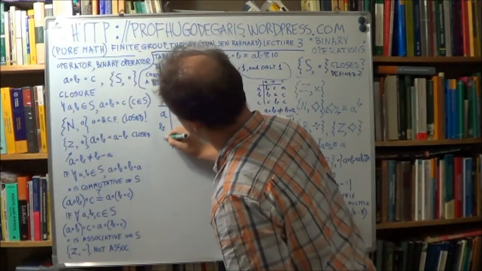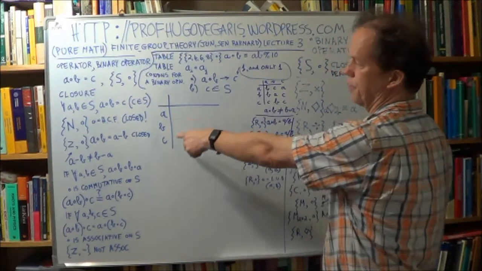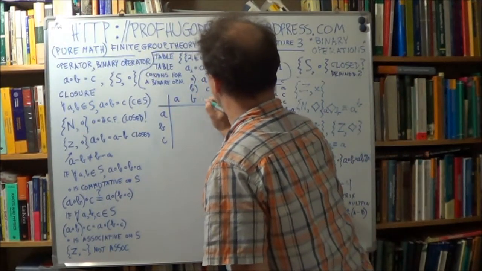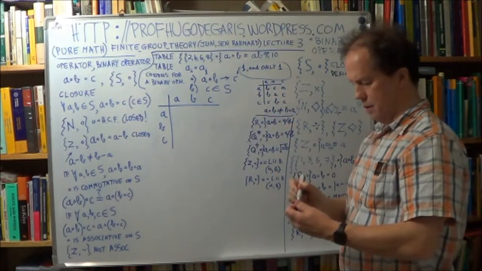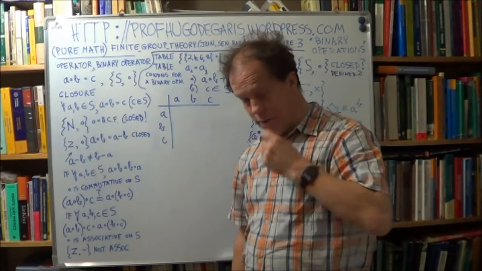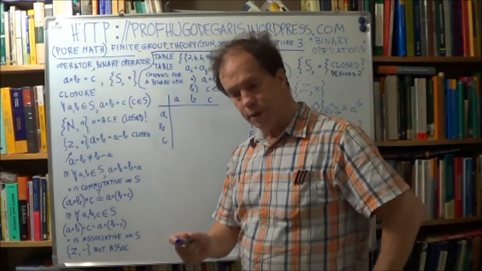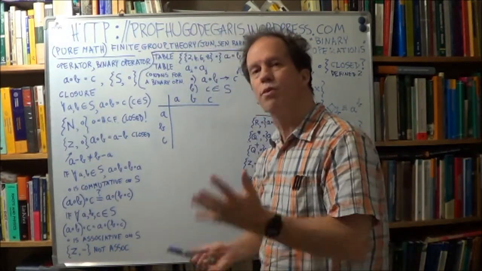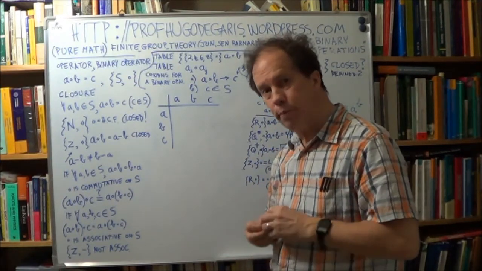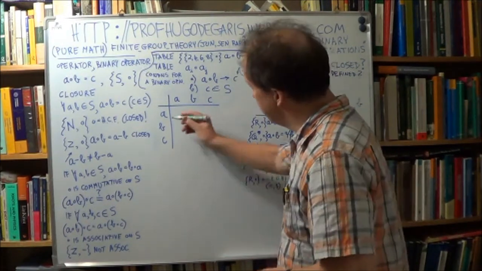So let's have a set that consists of three elements, A, B, C. Now, a binary operation table gives you the result for each possible ordered pair.